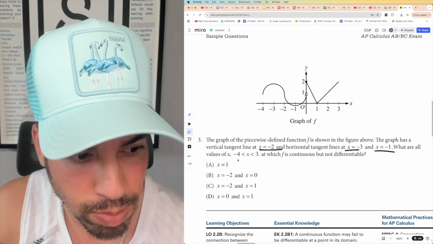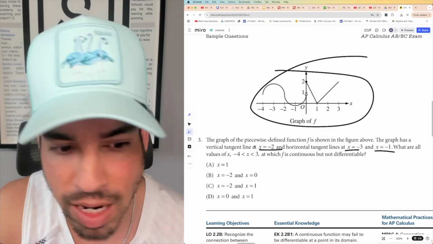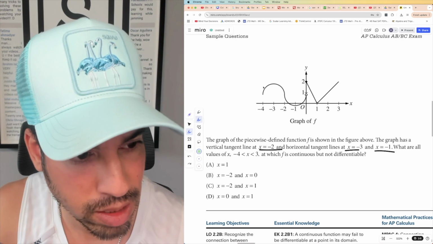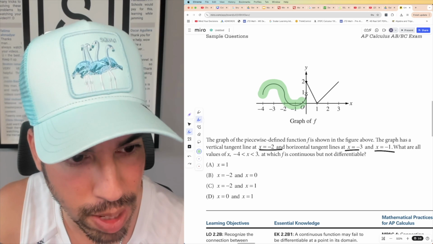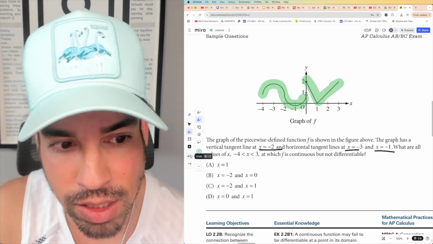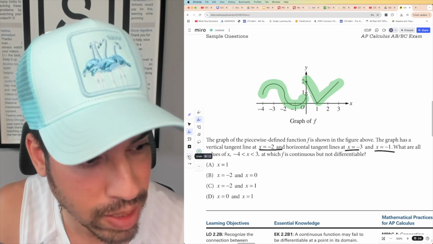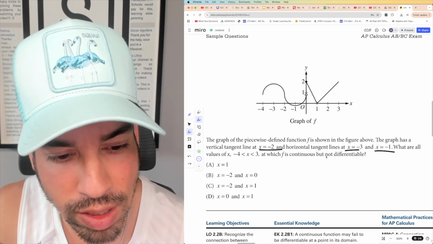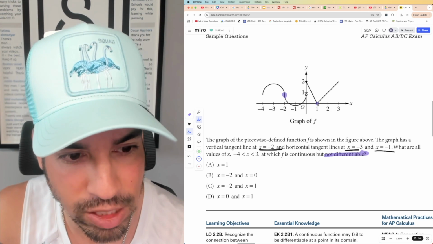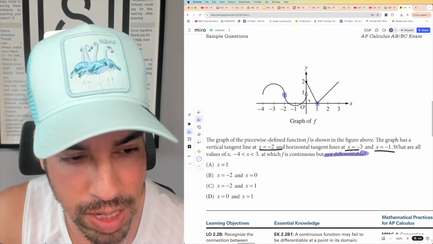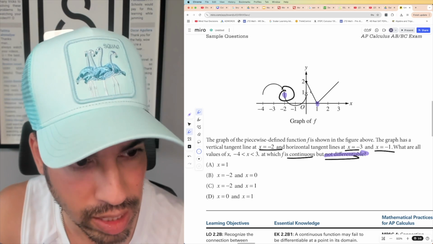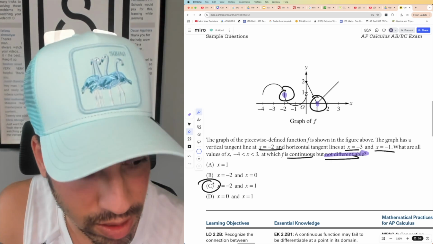What are all the values of x between -4 and 3, basically this entire domain, at which f is continuous but not differentiable? So first of all, continuity essentially means that we can trace this without lifting our pen. So you can see right here, we have to lift our pen, and therefore there's a point of discontinuity right there. But that's the only point of discontinuity, which is at 0. The rest of it is continuous. Now, when we're talking about not differentiable, that would occur at a vertical tangent. That would also occur at these points, right? Where we have a sharp point meeting right there. So continuous but not differentiable would be at x equals -2 and x equals 1, which means C is the winner.